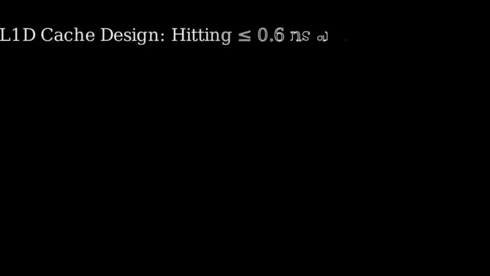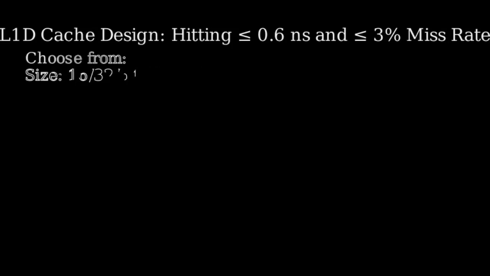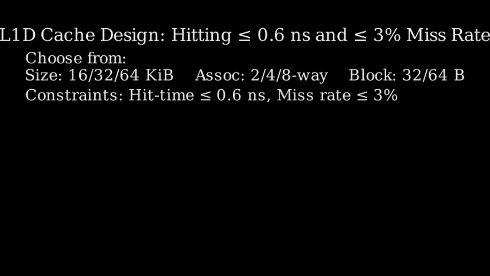In this video, we will design an L1 data cache for a SPEC-like workload. We must choose the size, associativity, and block size from specific options so that two targets hold. The hit time is at most 0.6 nanoseconds, and the miss rate is at most 3%. We'll solve it mathematically and graphically and justify the trade-offs along the way.